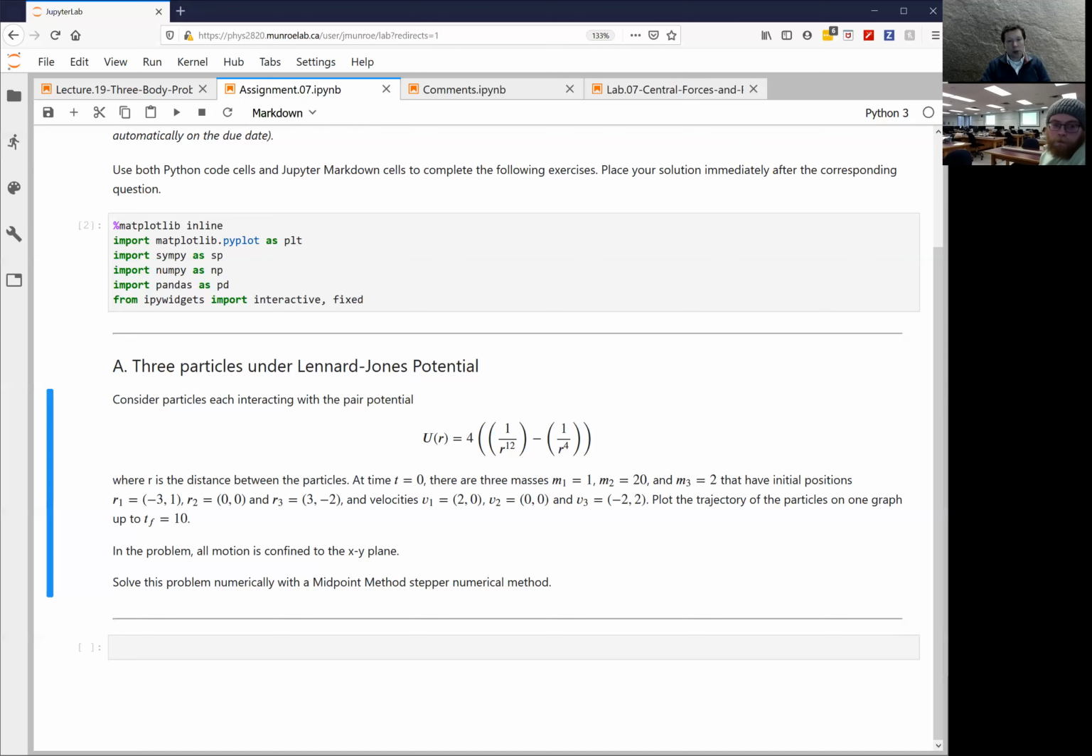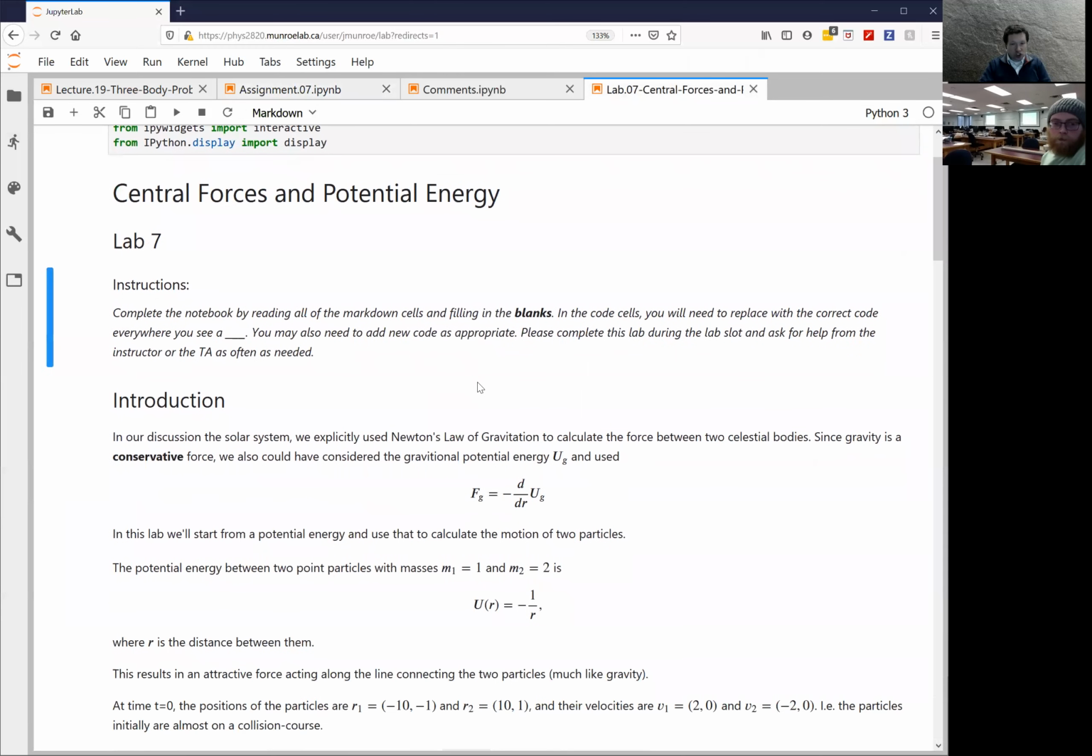The lab is just the gravitational problem. It's the same thing we've been doing with respect to the planets, except I'm going to start the problem from the gravitational potential. Gravity, this minus G m1 m2 divided by r squared thing, is a conservative force. It's a conservative force, so we can write down a potential function. A potential function is a function that when you take the negative derivative of the potential, you get the force back. It's one of the properties of conservative forces.